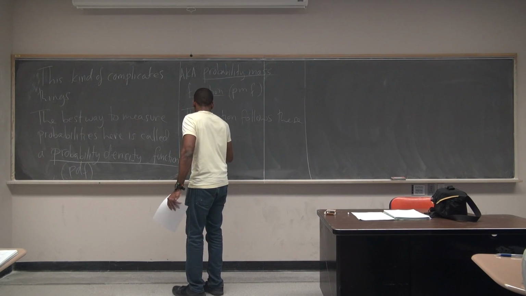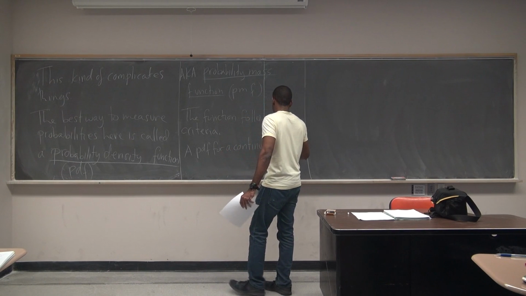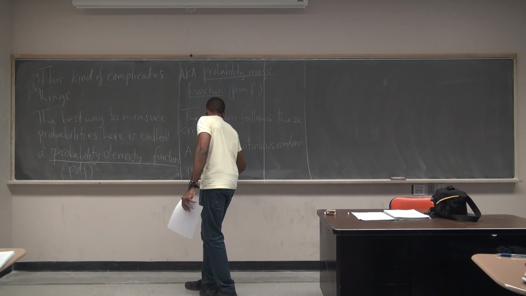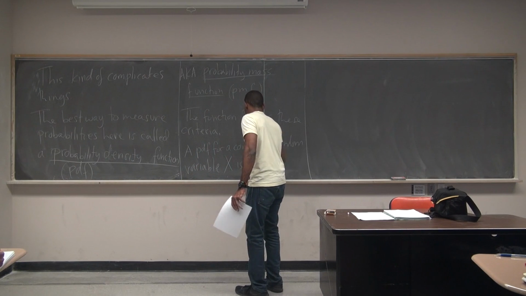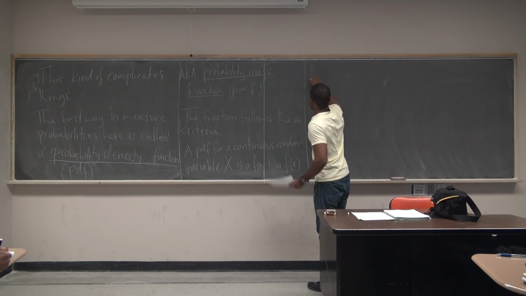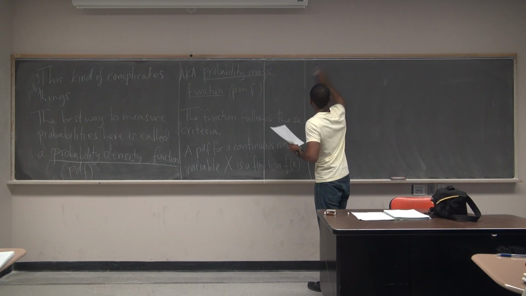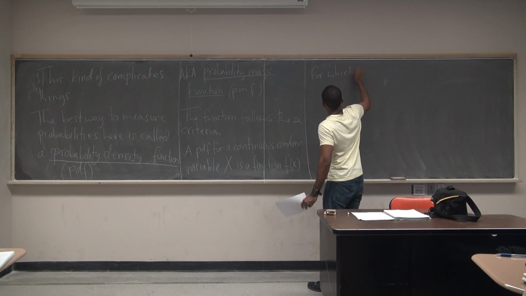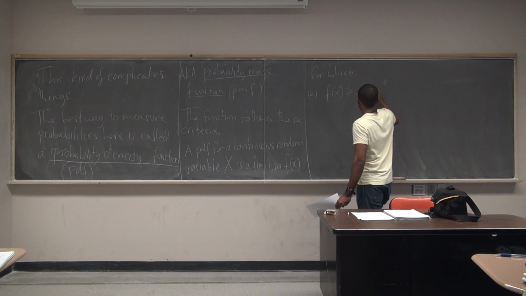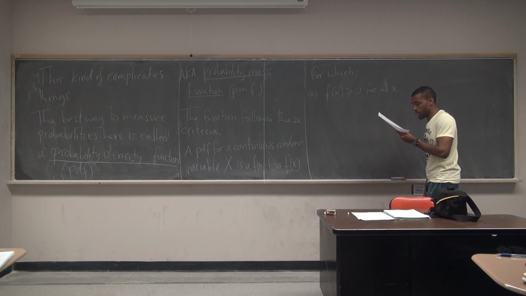So a PDF for a continuous random variable x is a function f of x for which, A, f of x must be greater than or equal to 0 for all x. Right? So it's measuring a probability, so it has to be 0 or bigger.